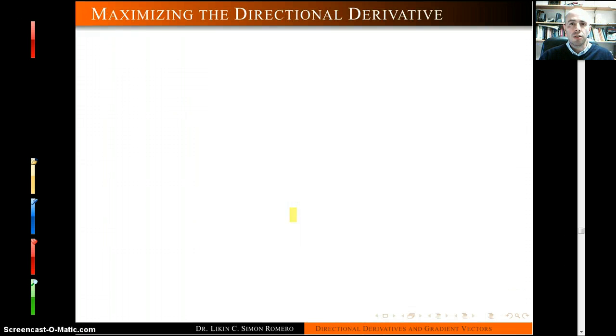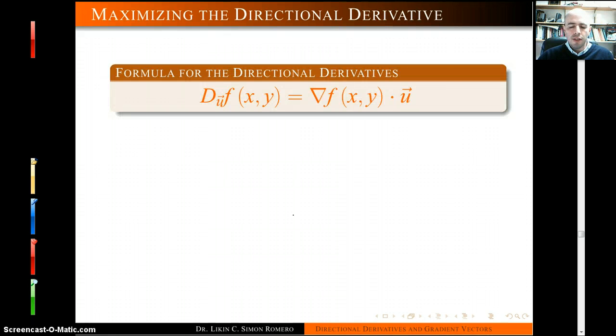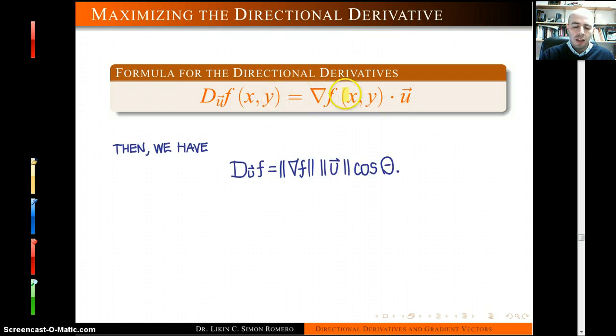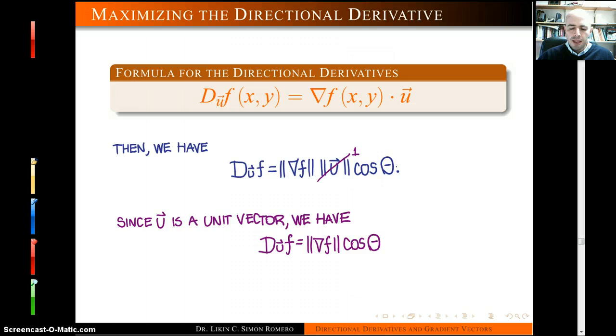Now we're going to see how the directional derivative behaves with respect to the gradient vector, and for that we're going to talk about maximizing the directional derivative. So we know that the formula for the directional derivative is the dot product between the gradient and a unit vector. Since the dot product can also be expressed as the magnitude of one of the vectors, in this case the gradient, times the magnitude of the unit vector times the cosine of the angle between the two vectors. Now in this case u is a unit vector, so its magnitude is 1. So we obtain this formula.